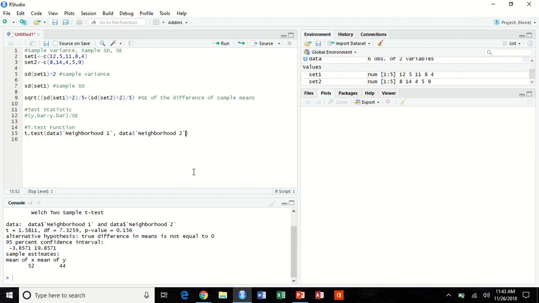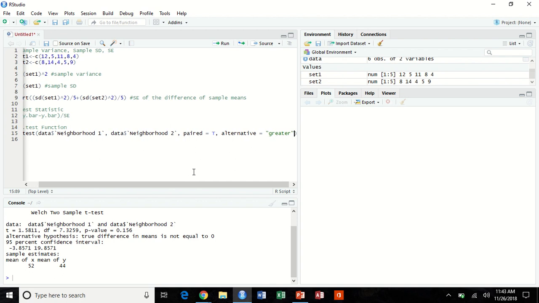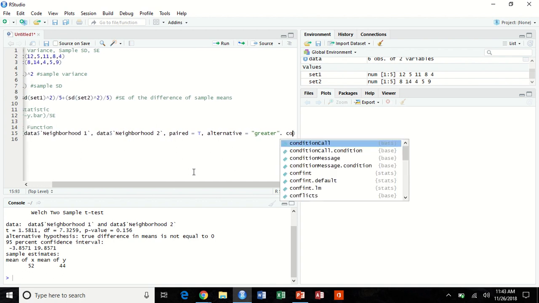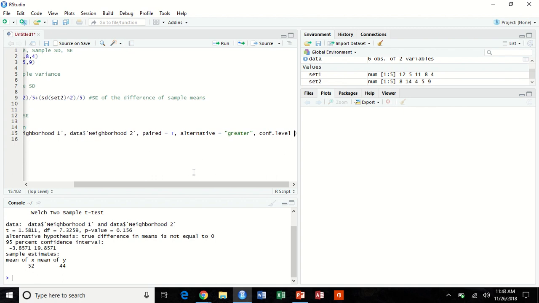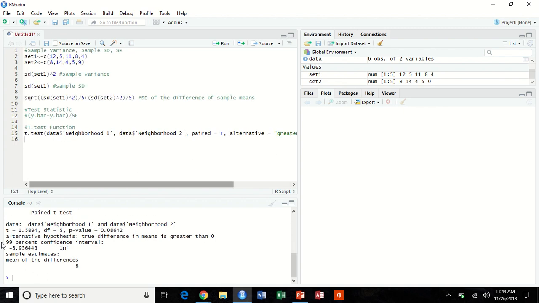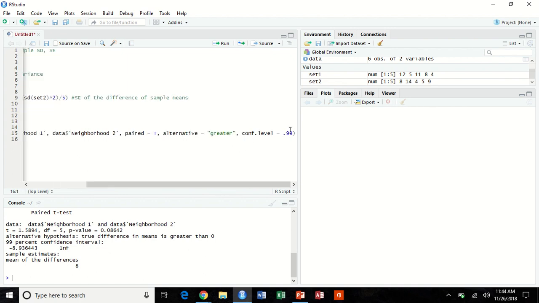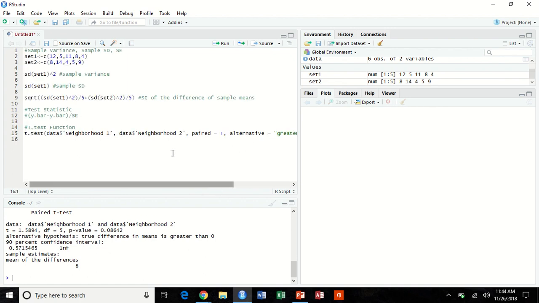However, sometimes there's going to be increased complexity in what you're inputting into the t.test function. So I'll go over some of those right now. You could say paired equals TRUE, alternative equals greater, and it could also be less, or conf.level equals 0.99, for example. And these things would change how R does it, and now it's giving us a 99% confidence interval, instead of the 95 default. We could also change this to 90.